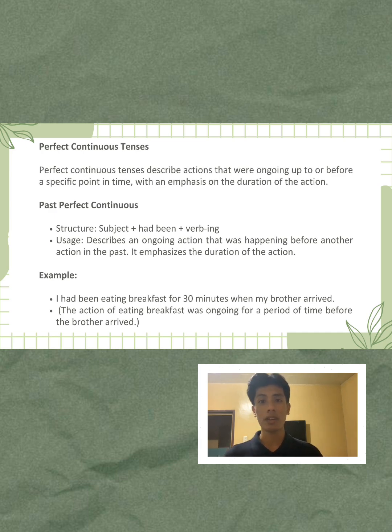In its past perfect continuous form, the structure should be subject plus had been plus verb ing. Its usage describes an ongoing action that was happening before another action in the past. It also emphasizes the duration of the action. So here's an example sentence. I had been eating breakfast for 30 minutes when my brother arrived. So the action of eating breakfast was ongoing for a period of time before the brother arrived.